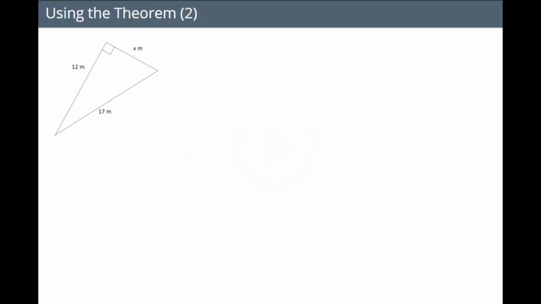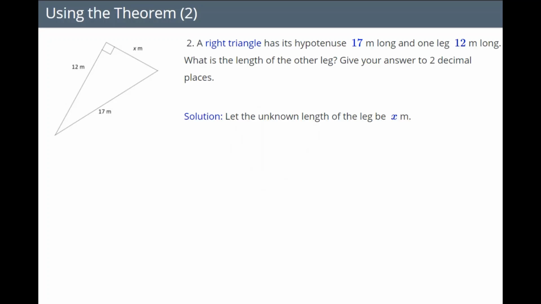The second type of problem, which involves the Pythagorean theorem, is the situation where you're given a right triangle and you're also given the length of the hypotenuse and the length of one of the legs, and you have to find the length of the other leg. Let's look at question 2. A right triangle has its hypotenuse 17 metres long and one leg 12 metres long. What is the length of the other leg? Give your answer to 2 decimal places.